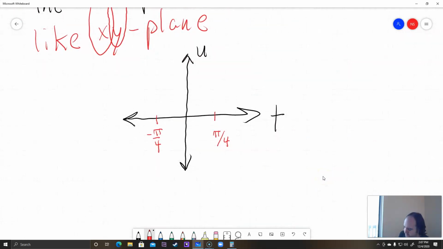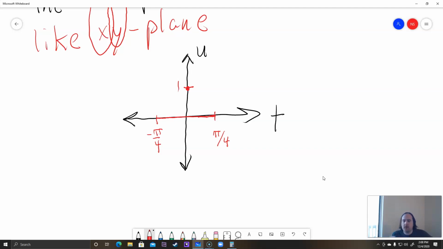Well, for u to be 0, that's just the line y equals 0, or the line u equals 0. So that's just a horizontal line. But then we have to sketch cosine of t. Okay, so what does cosine of t look like? Well, remember, cosine of 0 is actually 1. So this is going to be 1 right here for our cosine of t.